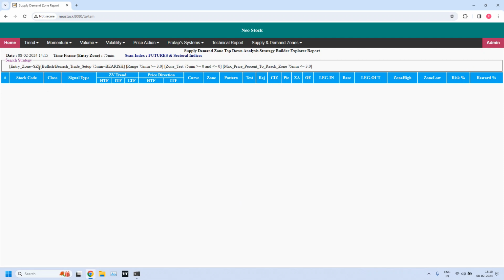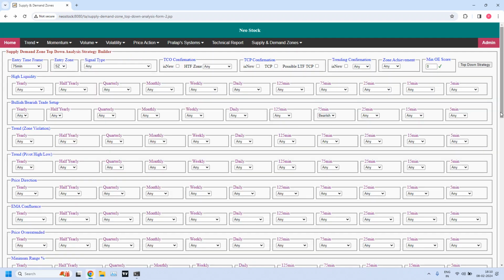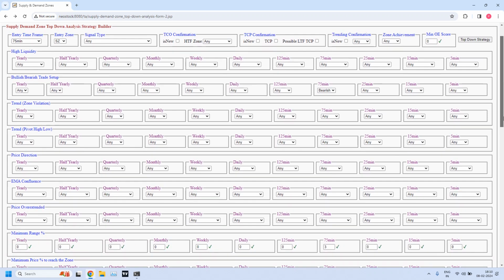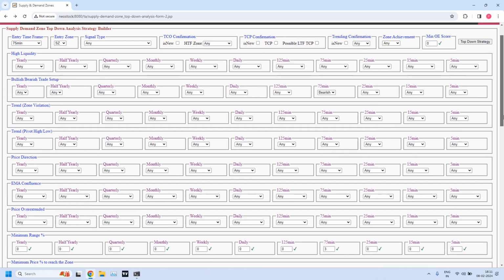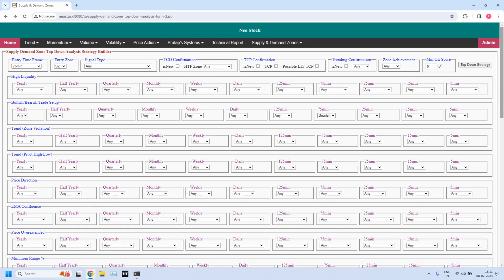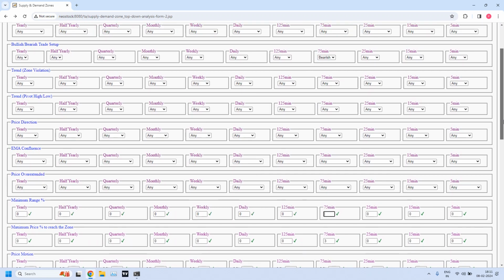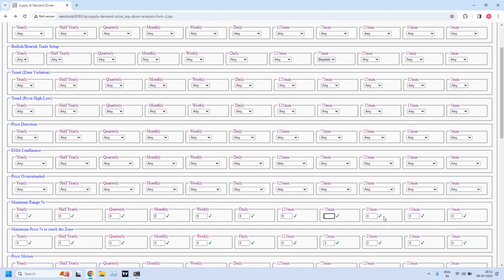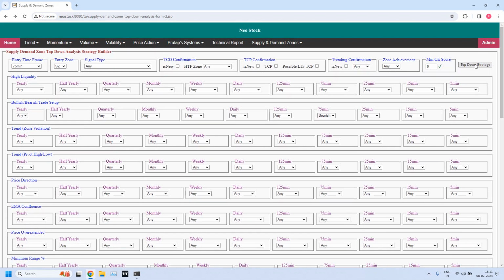Entry zone is supply zone of bullish or bearish trade setup, 75 minutes is bearish. The minimum range is 3%. But all these stocks are not 3%. So what I do, I will remove this minimum range 3%. Let us check. Within 1%, any stocks are there? Within 1% to the zone. So now there is no reward verification.